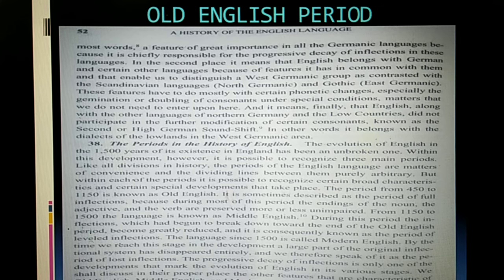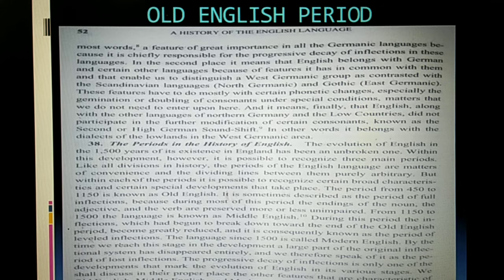It is sometimes described as the period of full inflections because during most of this period, the endings of the noun, the adjective and the verb are preserved more or less unimpaired. From 1150 to 1500, the language is known as Middle English. During this period, the inflections which had begun to break down toward the end of the Old English period become greatly reduced, and it is consequently known as the period of levelled inflections.